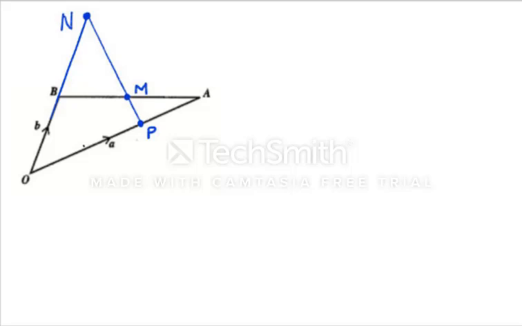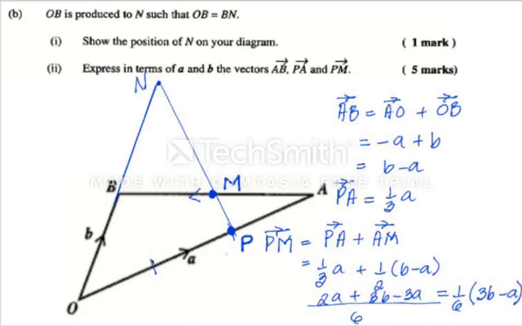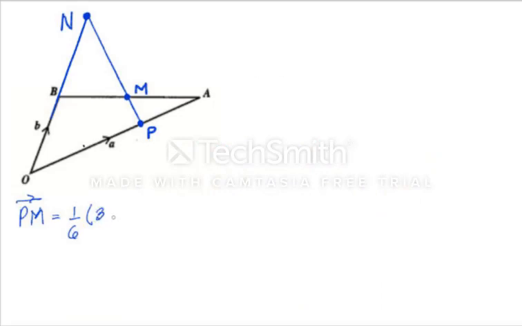So it's P, M, and N. We just found PM, and for PM we got 1/6 (3B minus A). All right. So let us get MN now. The vector MN. From the triangle of vectors, MN would be MB plus BN.